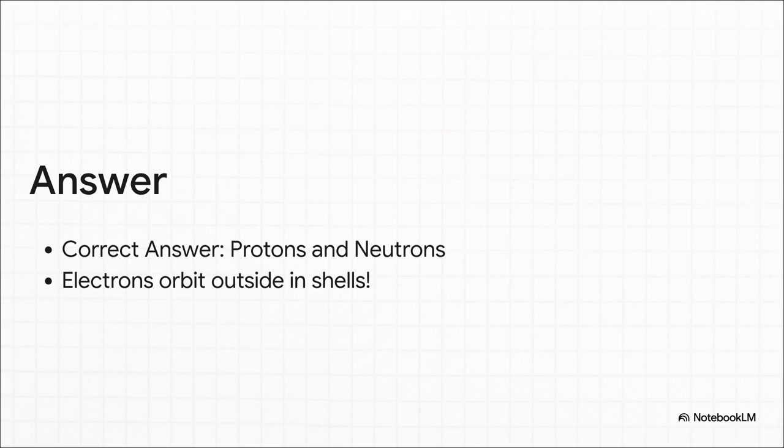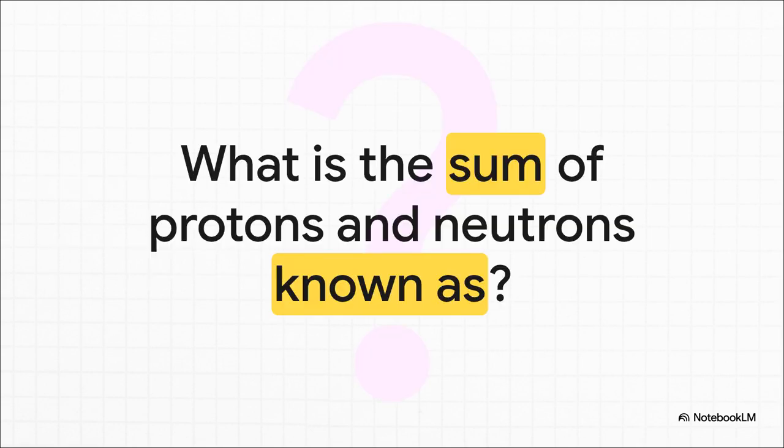The correct answer is protons and neutrons. Remember our visual blueprint. That heavy center is made of the positive protons and neutral neutrons, while the electrons are busy orbiting way outside in the electron shells. Awesome job if you got that one. Moving smoothly right along to question 2.